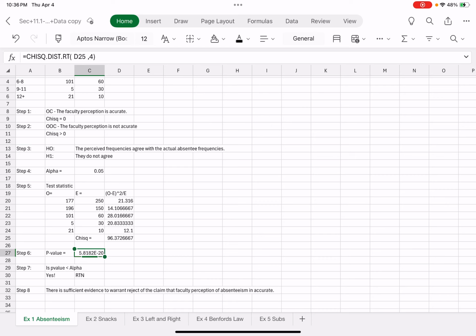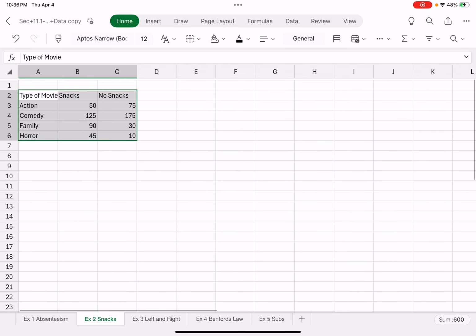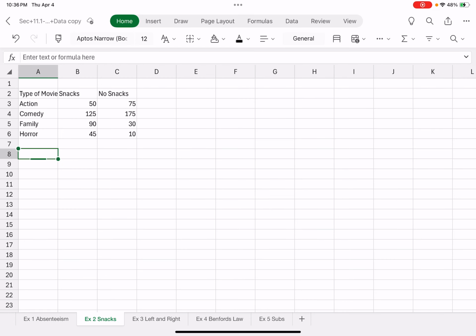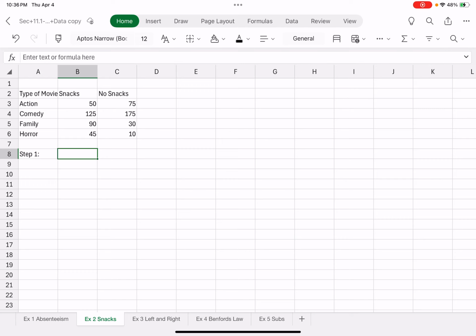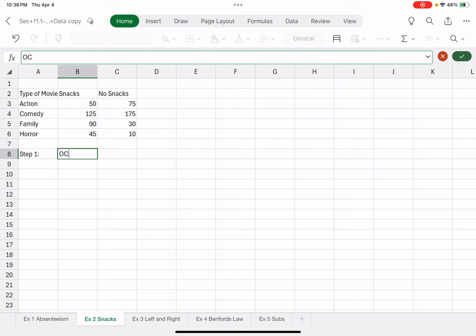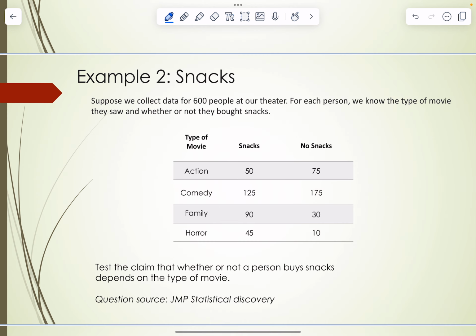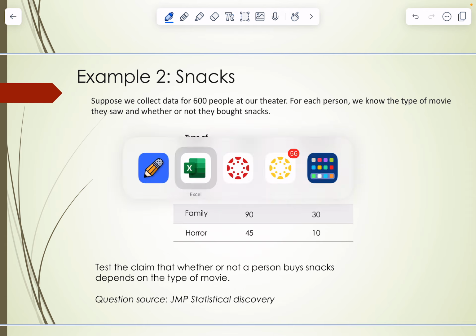Okay. Snacks. So I go to example 2. All right, step 1. Original claim. What was that again? Whether or not a person buys snacks depends on the type of movie. So the original claim is that there is dependence there.